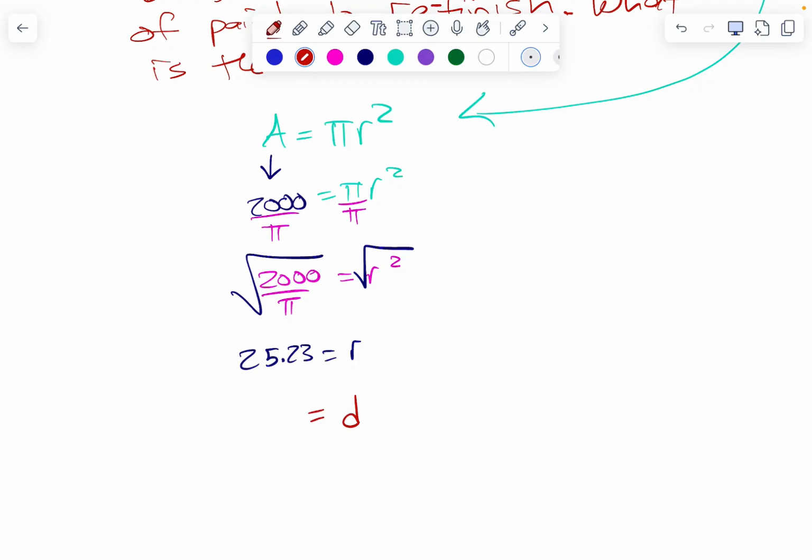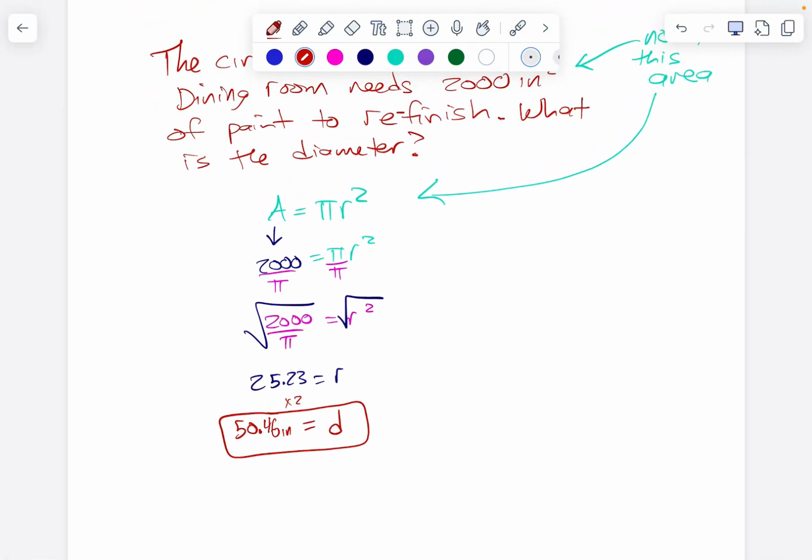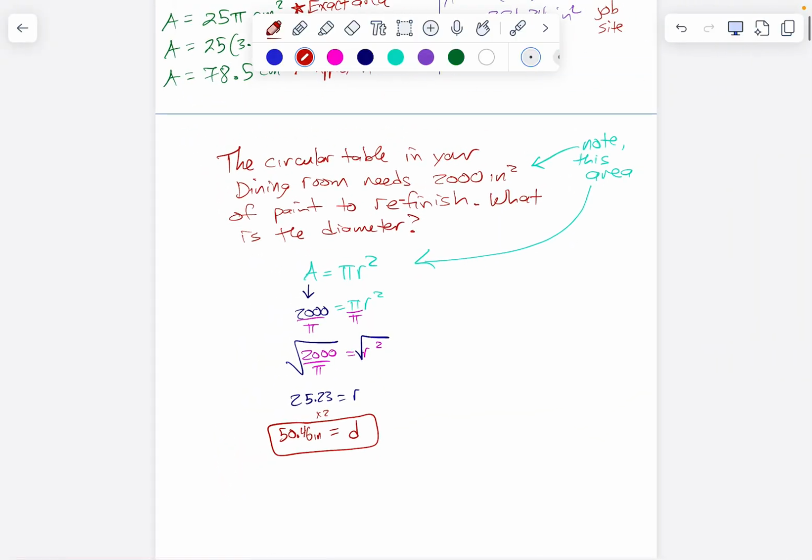That's what the question actually asked for. Yeah. So 50.46, what's the unit? Inches. Okay. So that's just an example of why we write both sides of the formula down.